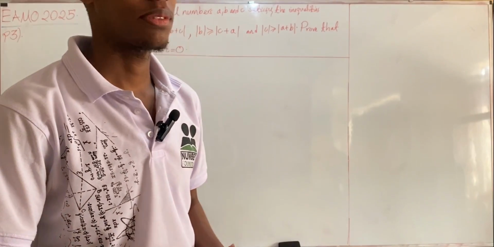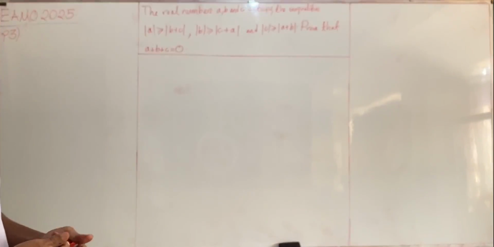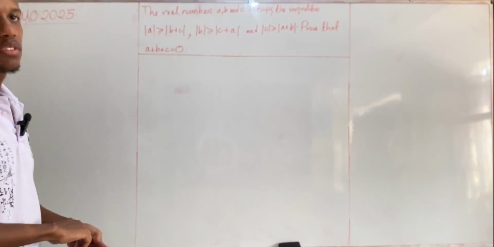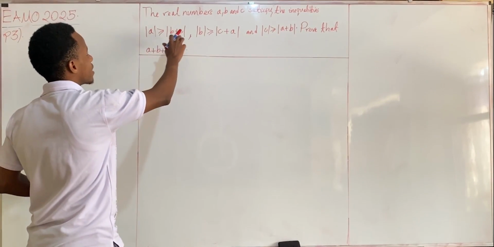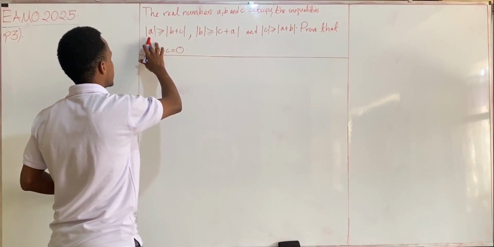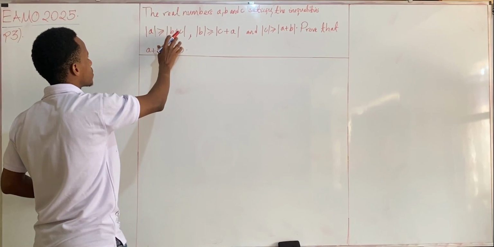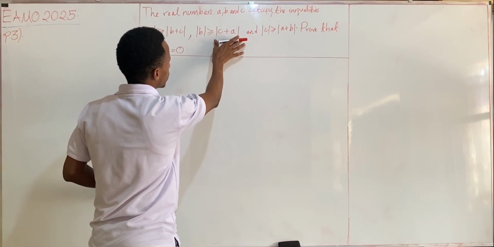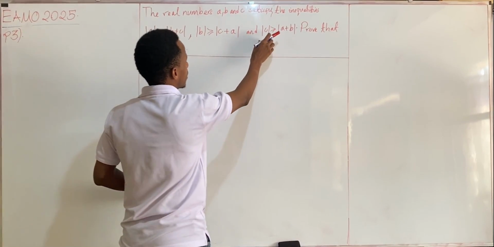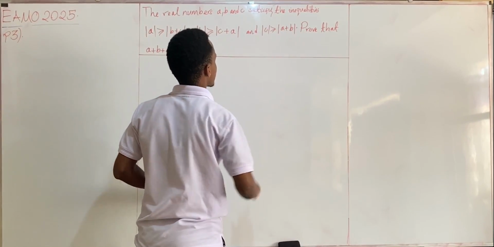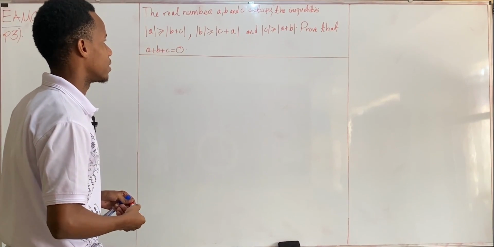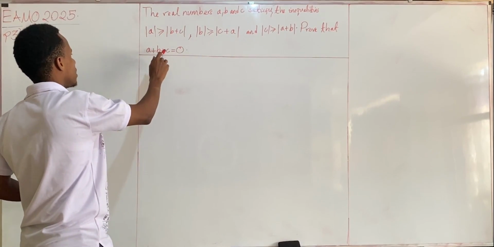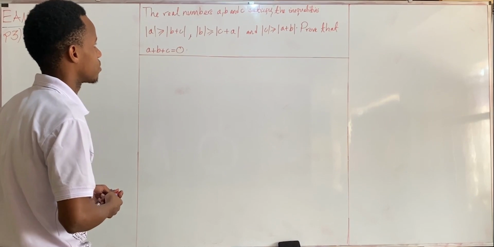Today we'll be going through another problem from the East African Mathematical Olympiad 2025. Here's a view of this problem. The real numbers a, b, and c satisfy the inequalities that the absolute value of a is at least the absolute value of a plus b, the absolute value of b is at least the absolute value of a plus c, and the absolute value of c is at least the absolute value of the sum of a and b. Prove that the sum a plus b plus c has to be equal to 0.